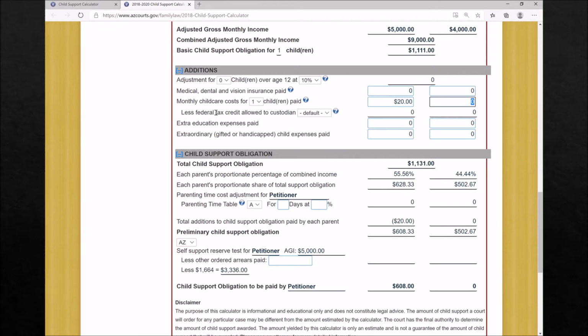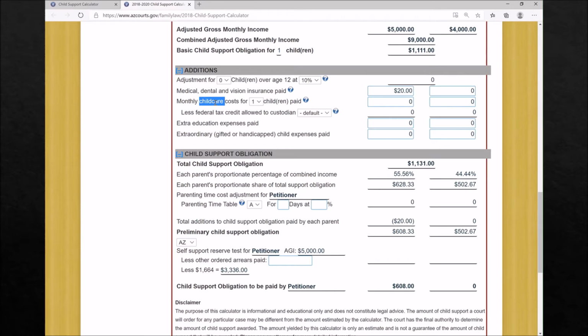It'll automatically deduct the federal tax if it is higher than a certain number, and we'll see that in a few minutes. Extra education expenses paid. Sorry, I put this in the wrong row. So this should be here. This is medical, dental, and vision insurance paid for monthly childcare costs.